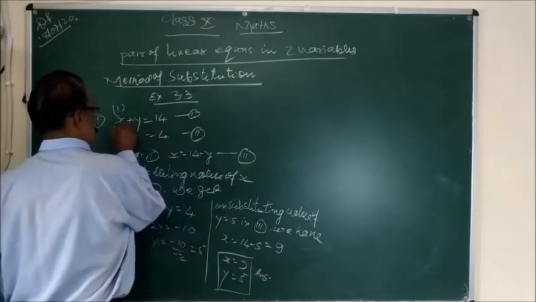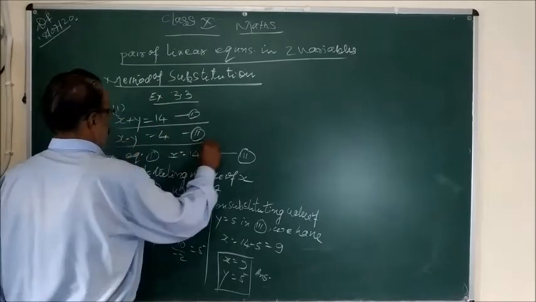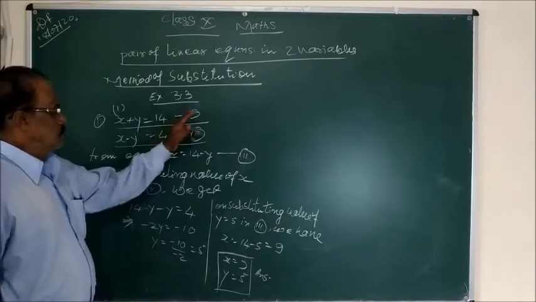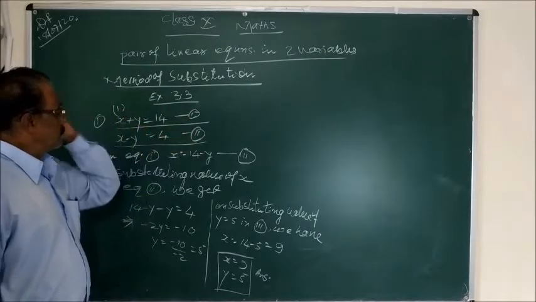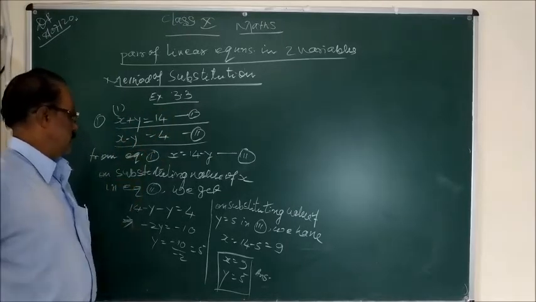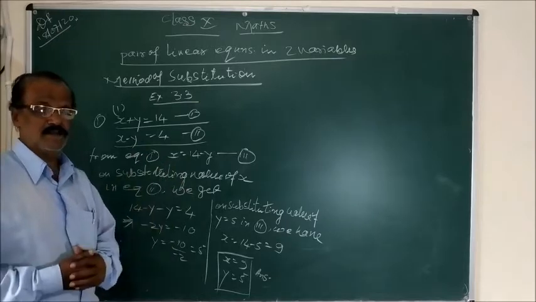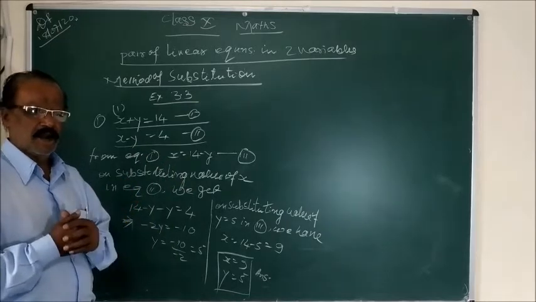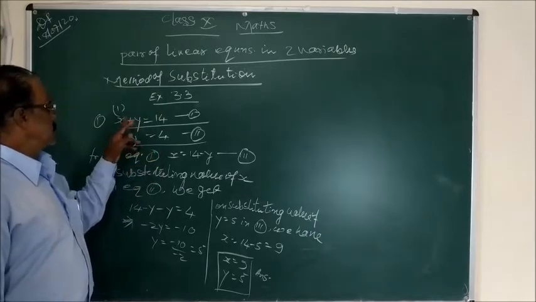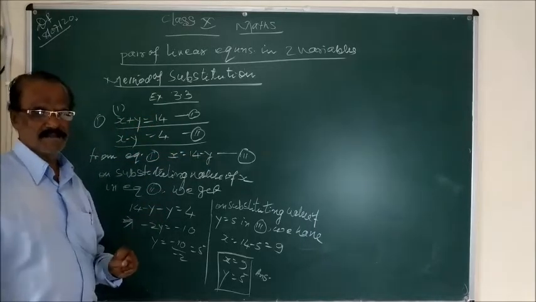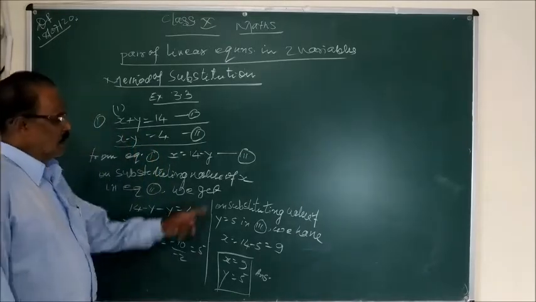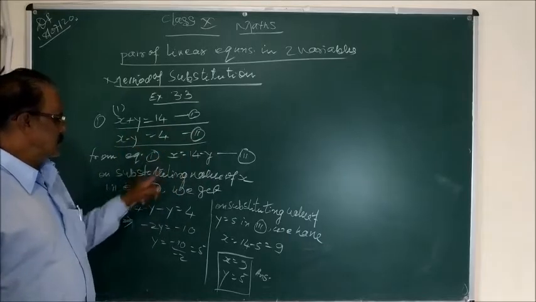Now you see one question I would like to solve. x plus y is equal to 14, x minus y is equal to 4. First of all, numbering should be given. Equation 1, because many equations you will get, so you should give the numbering to keep in mind. From equation 1, x is equal to 14 minus y. Now we have changed x in terms of y. Now you put this value in equation second.